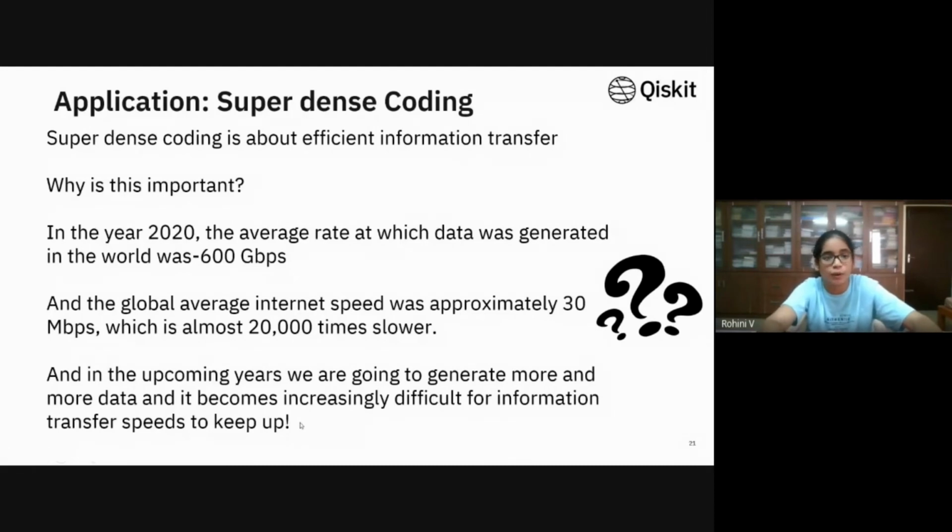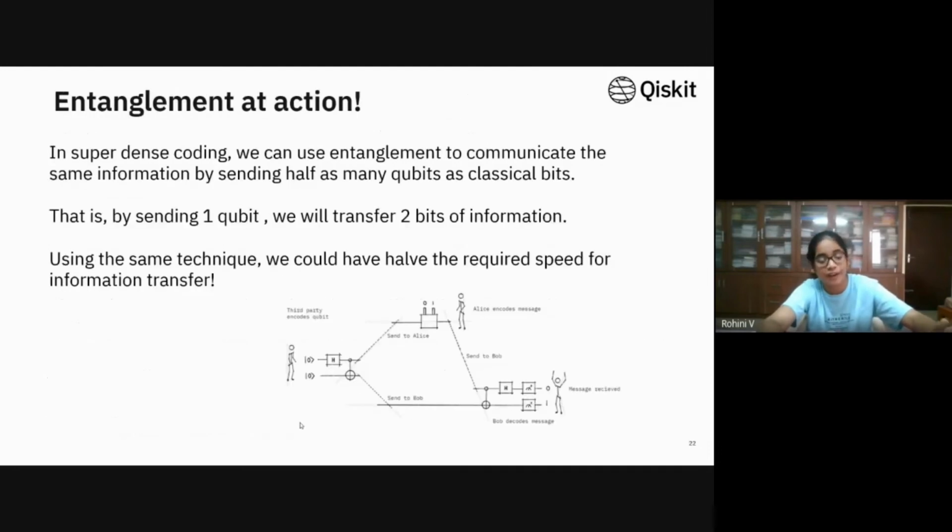So why are you saying this now? What is the use? We have the next slide for that. Entanglement attacks. Don't worry, we have entanglement to save us here. In superdense coding, we can use entanglement to communicate the same information by sending half as many qubits as classical bits. What I mean is that by sending one qubit, we transfer 2 bits of information. One qubit is equal to 2 classical bits. So by using the same technique, we could halve the required speed for information transfer. With just half the speed, we can double the information transfer.